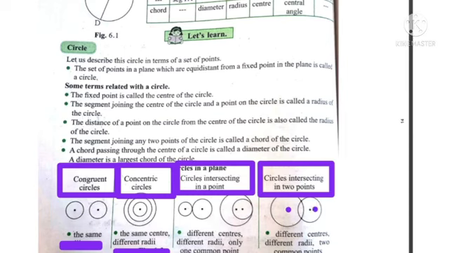So first is the congruent circle, radius is same. Then we say that it is a congruent circle. Then second, center is same but radii are different. We call it concentric circles. Then circles in a plane. So here circle touches at 1 point. Here also circle touches at 1 point. And circle touches at 2 different points.